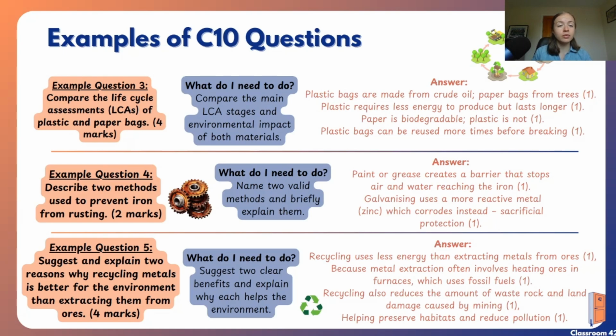Because metal extraction often involves heating ores in furnaces, which uses fossil fuels. That's linking it to that first point about the use of energy, and we obtain that through fossil fuels. Recycling also reduces the amount of waste rock and land damage caused by mining. Again, that's specifically about an environmental consequence of mining for metals, which preserves habitats and reduces pollution. So we expanded on that third point there about why it's beneficial for the environment.